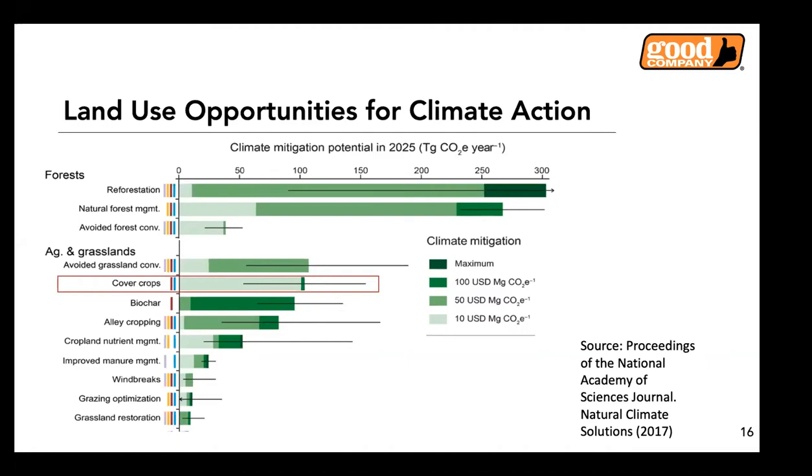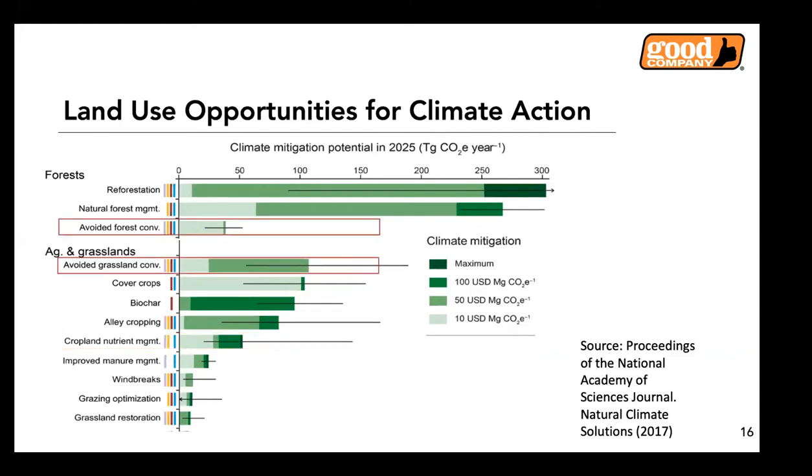So the light green are the least cost actions, and the dark green are the highest cost actions. So the ones related to what you all do are certainly cover crops. Cover crops were found in this study to represent the largest potential at the lowest cost of any of these actions. We have cropland nutrient management also being a large potential for low cost action. And then we also have avoided forest and grassland conversion. So I put this one on there for any of you out there who may own a lot of land and have forest or grassland on it that could be converted to cropland. And this shows that keeping that carbon storage in place is a relatively low cost way to mitigate our climate change problem.